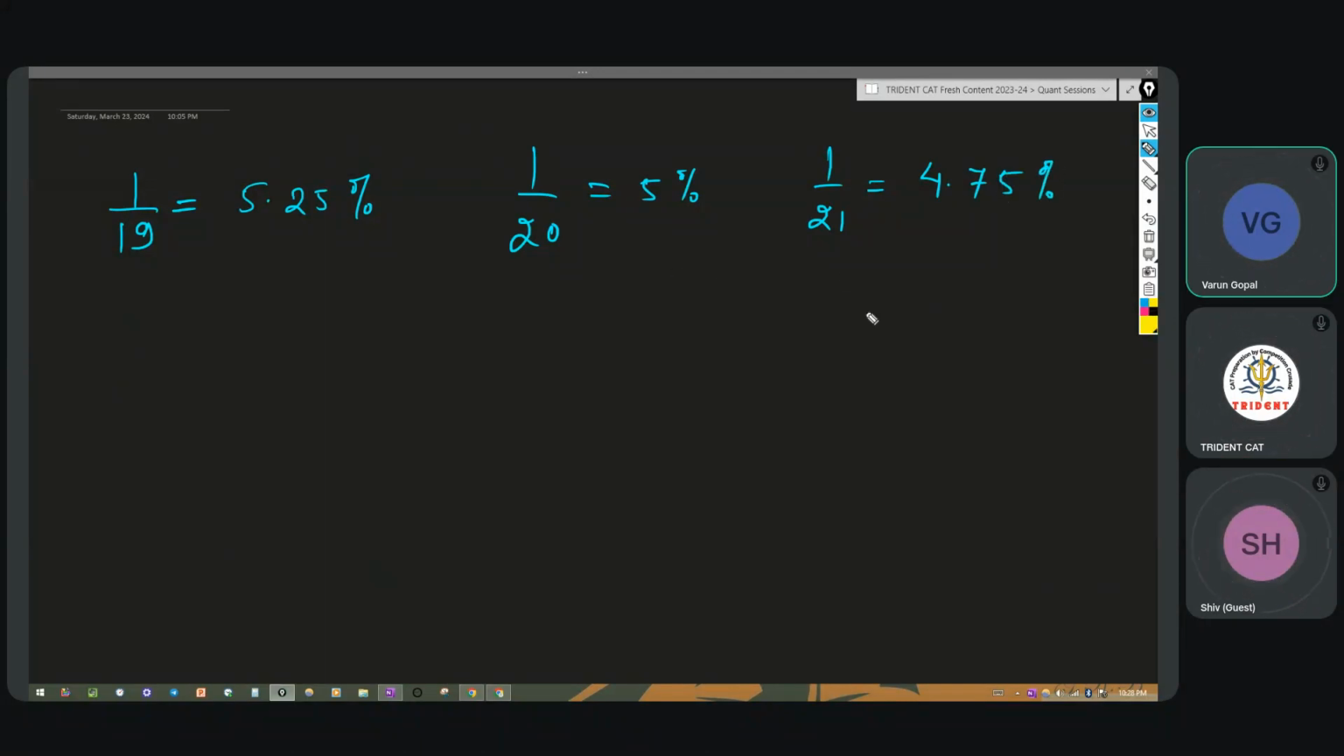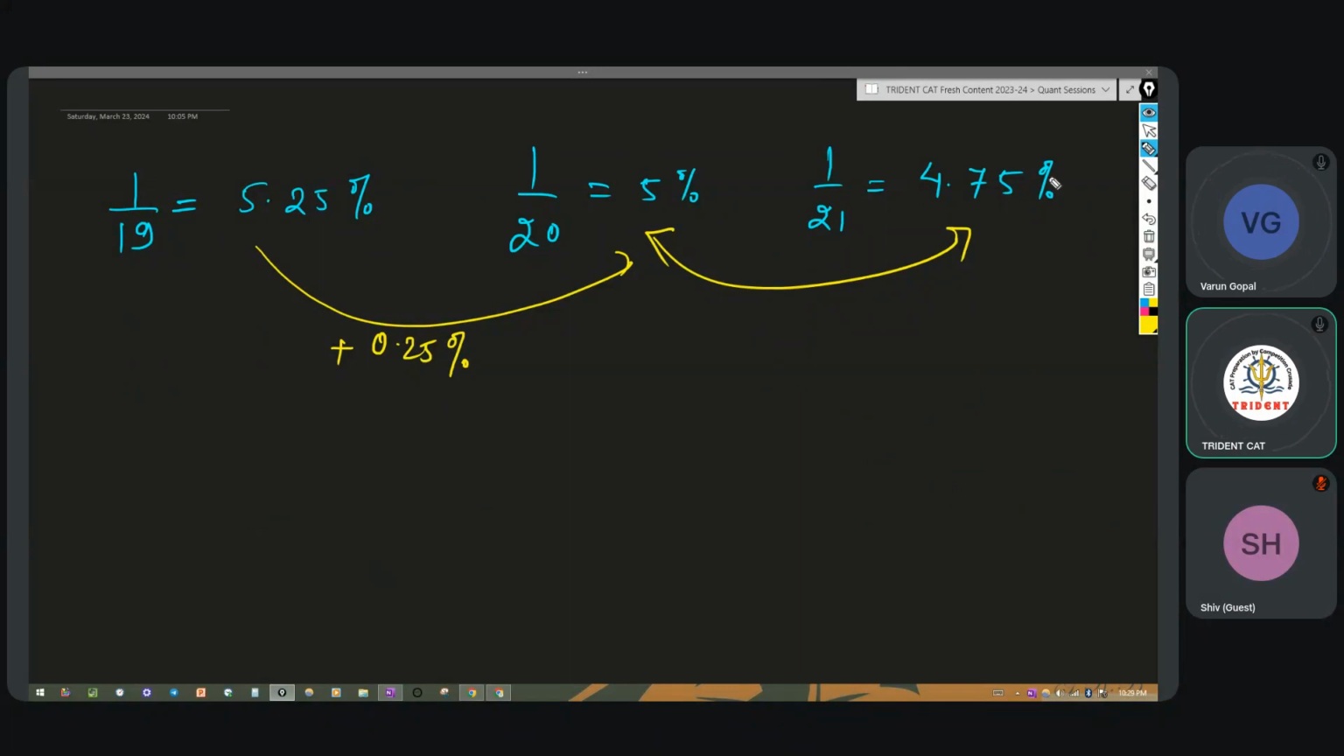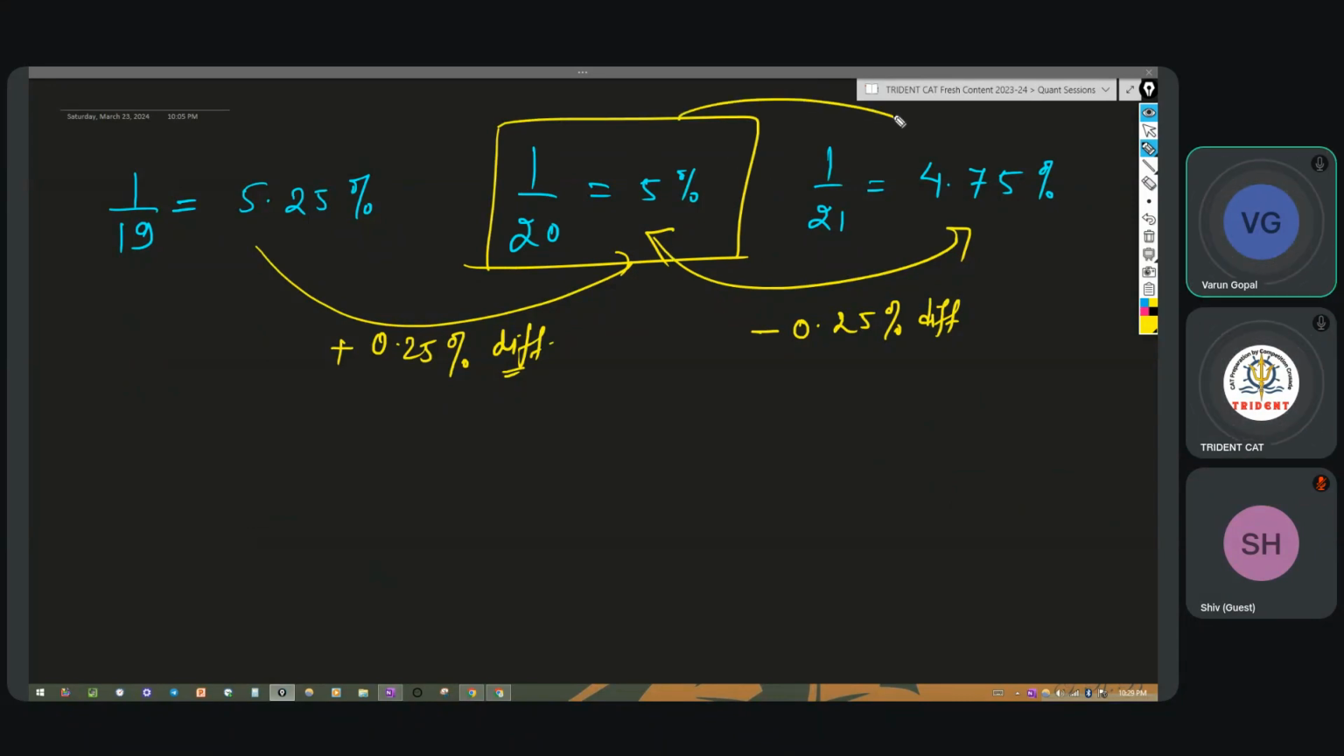Now, guys, at this point, I would ask you to visually observe. From 5.25 to 5, there's a 0.25 percentage difference. And from this to that also there is a 0.25 difference, but a negative 0.25 percentage difference. So anytime from now onwards, if anybody asks you 1 upon 21, I know for a fact you guys will be able to answer 4.75. Why? Because it is just 0.25 less in that order and 0.25 more in this order.